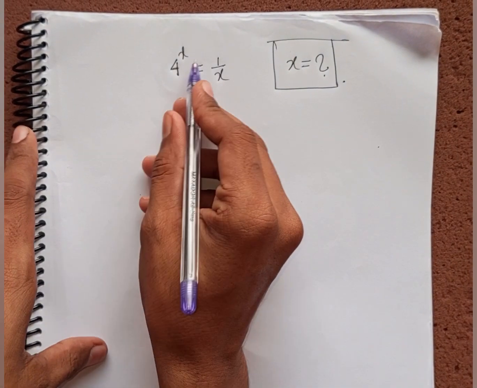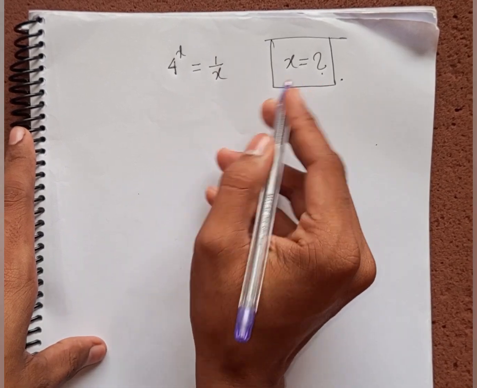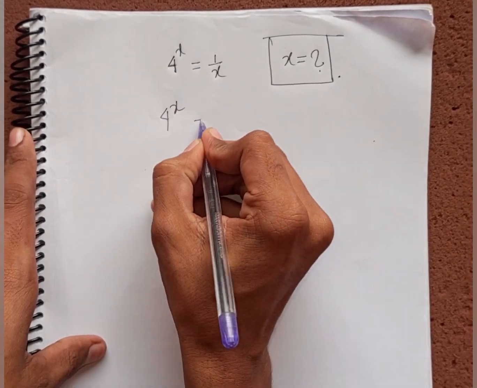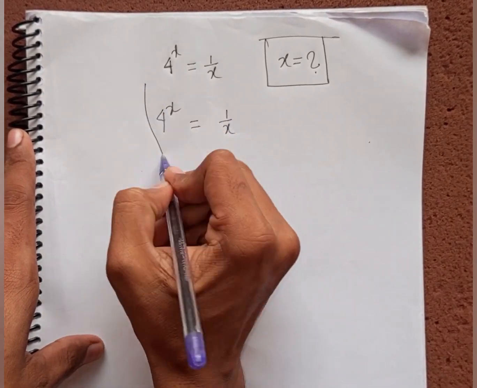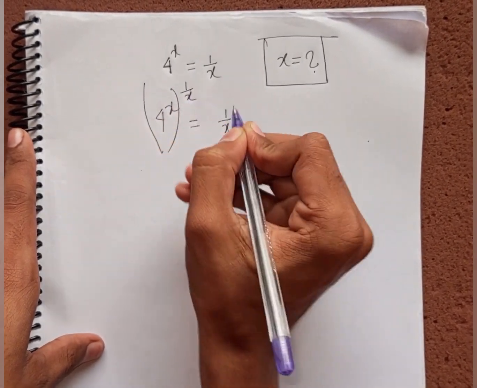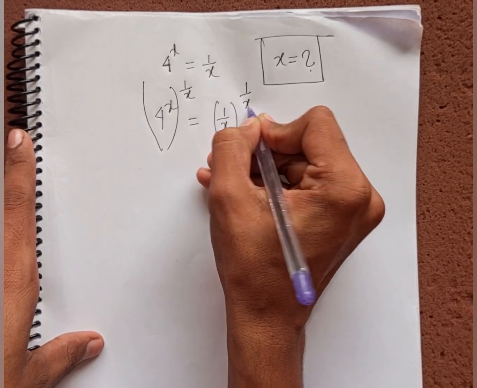How to solve 4 power x is equal to 1 by x. Find the value of x. So we have 4 power x is equal to 1 by x. Now we raise both sides to the power of 1 by x. So raise to the power of 1 by x on both sides.